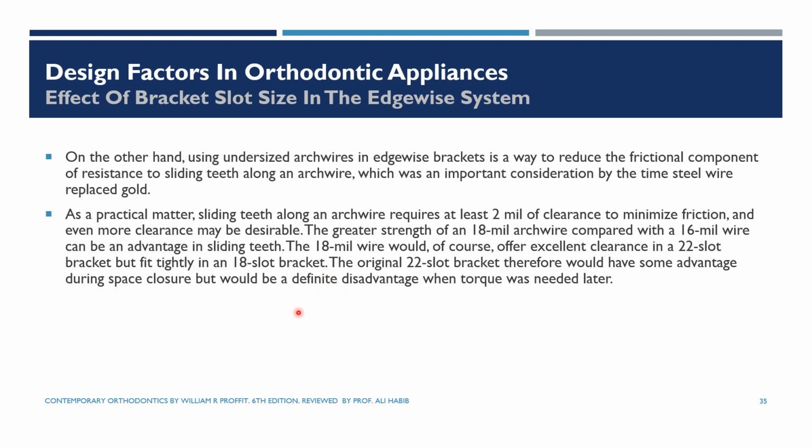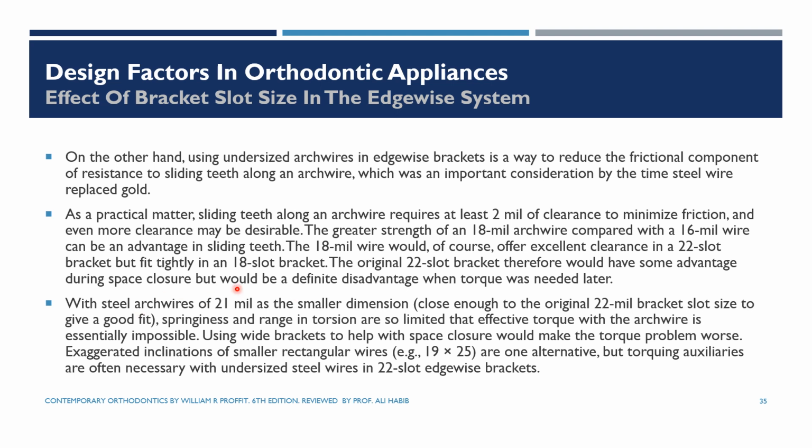However, when we want to do a torquing effect using a very large size wire like 021 by 025, the closest one to the 022 bracket size, it is problematic because the wire will have a lot of stiffness. So you'll have less springiness and less range in torsion. This is one of the disadvantages of the 022 brackets.